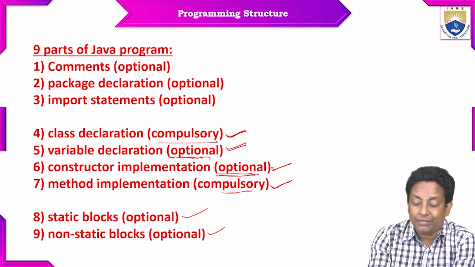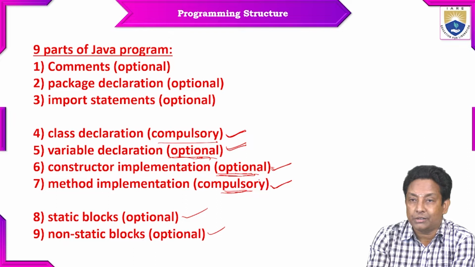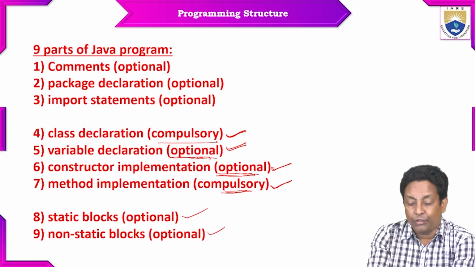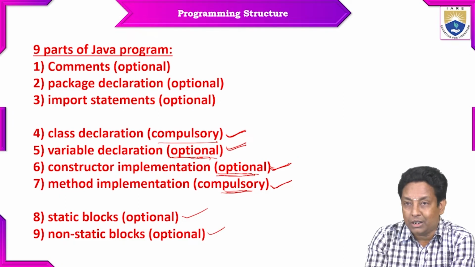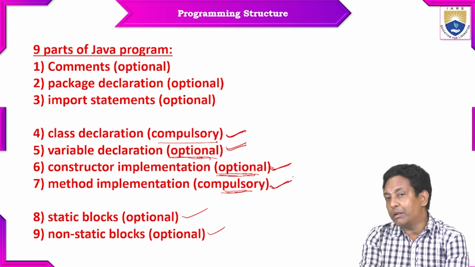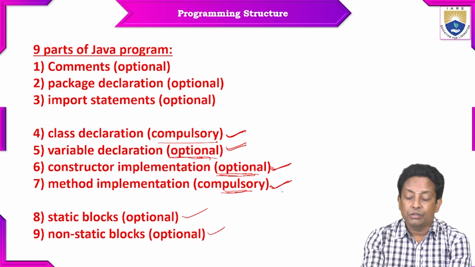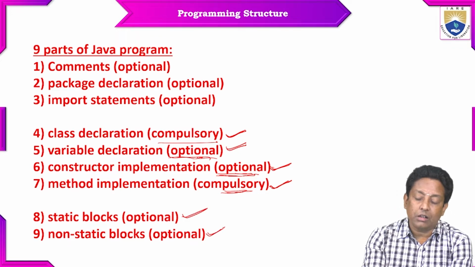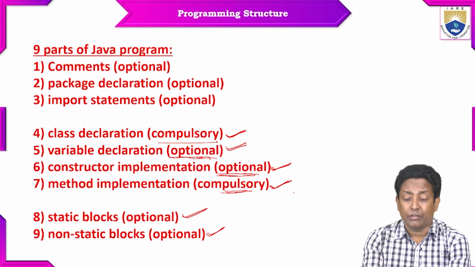In the class, variable declaration, constructor implementation, and method implementation all have a dependency on one another. If you don't declare variables, you have no requirement to initialize them in the constructor, and you may not be able to use them in the method implementation. So these three are interdependent. Static blocks and non-static blocks are optional. Depending on the requirement, we can use them.